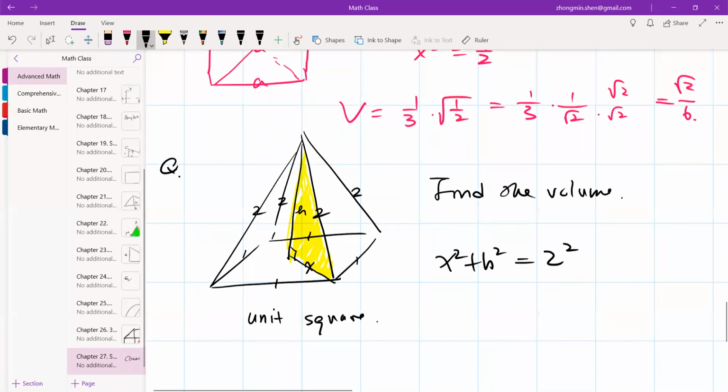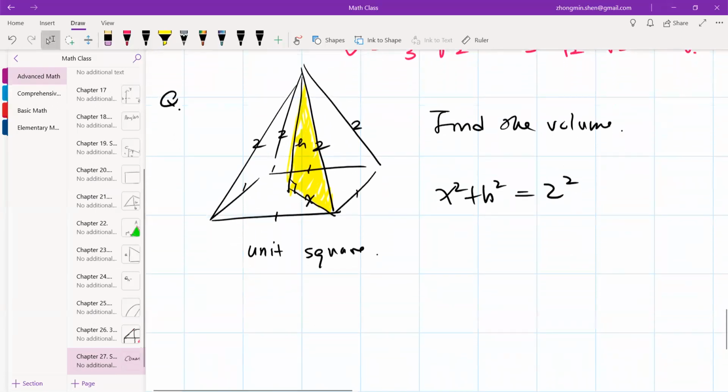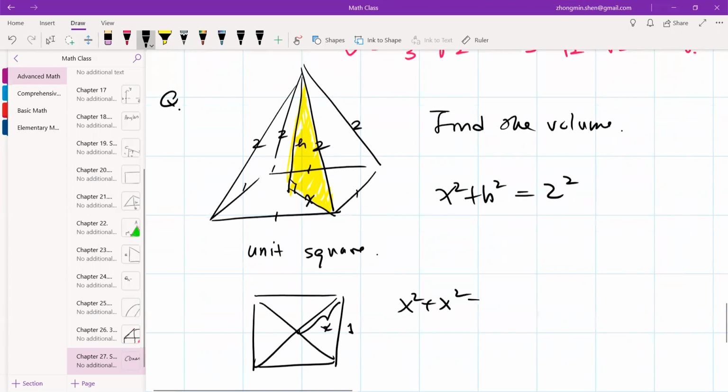Then you have to figure out the x squared. X squared is in the unit square, right? So this will be x. Here's a 1. So x squared plus x squared is going to be 1 square. So x squared equals 1/2.